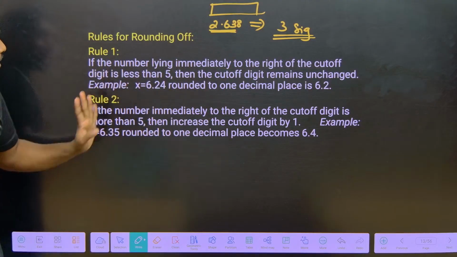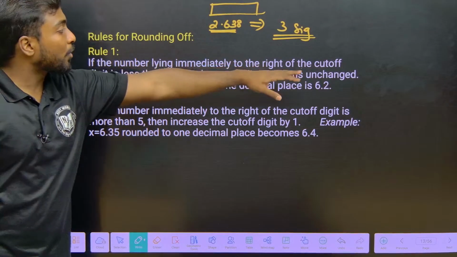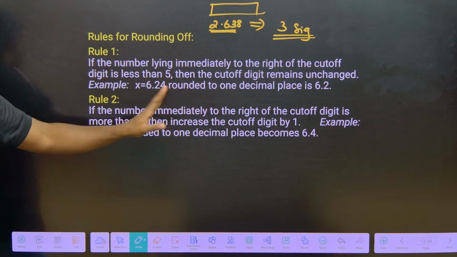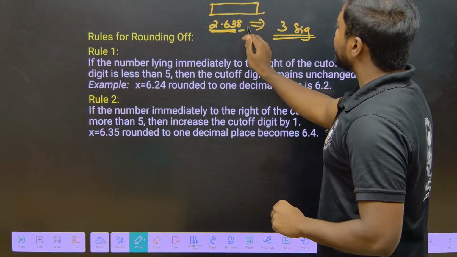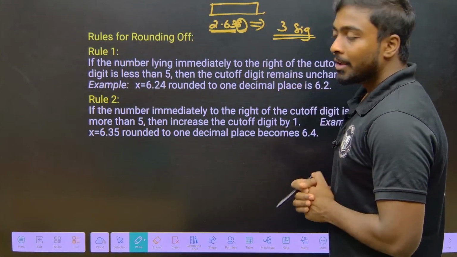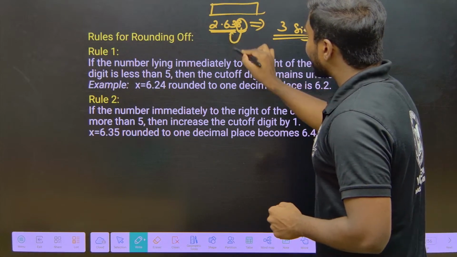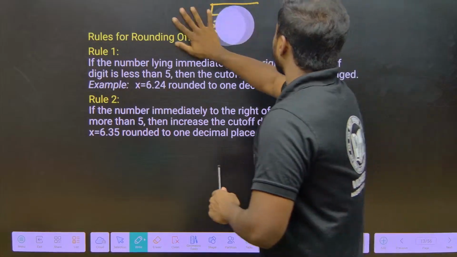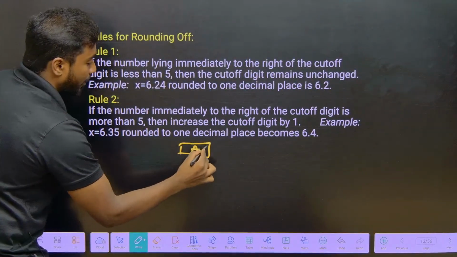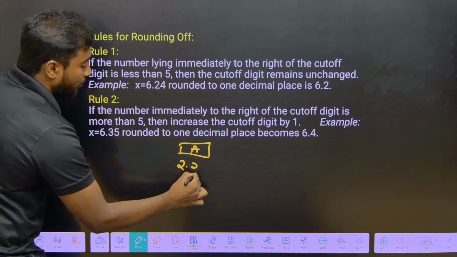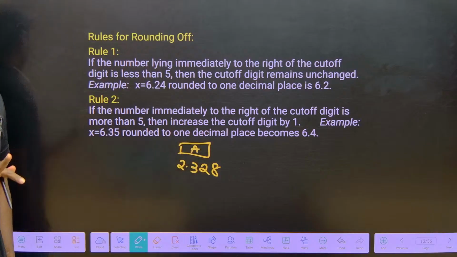The first rule is if the number lying immediately to the right of a cutoff digit is less than 5. Okay, here is the example. Here the last digit is less than 5 or greater than 5? Greater than 5. Say object A, I have measured it as 2.328. Write this in 3 significant figures.